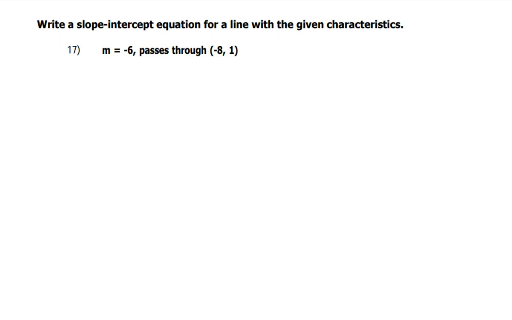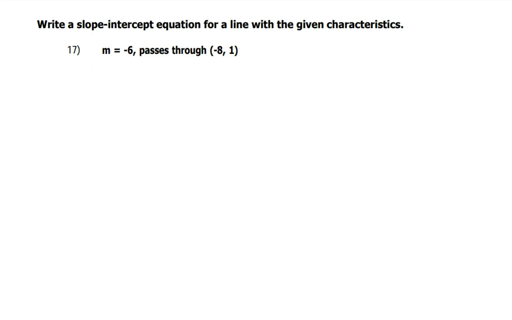All right, 17 says, write the slope-intercept equation for a line with the given characteristics. Okay, they're giving me the slope. Great. But then they're giving me a random point, and that random point is not the y-intercept.